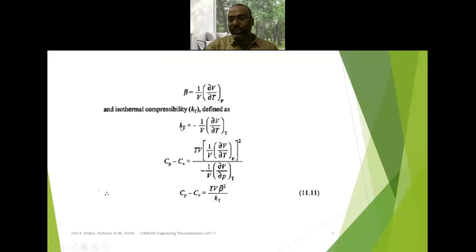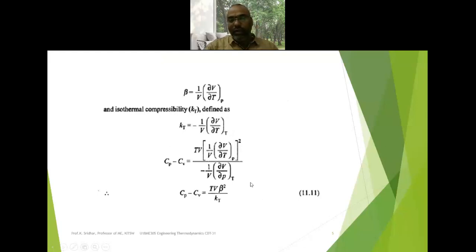It is the notation to express the isothermal compressibility factor. So Kt is equivalent to minus 1 by V into dou V by dou P with respect to T. And whenever we are substituting these values, the equation 11.10 can be expressed as T V beta square by Kt. That is, the difference of heat capacities is always equivalent to T V beta square by Kt, where beta is the coefficient of volume expansion and Kt is the isothermal compressibility factor.